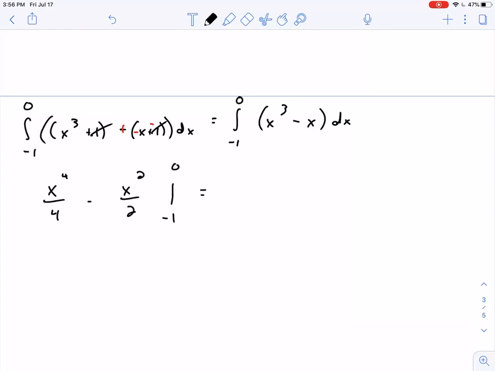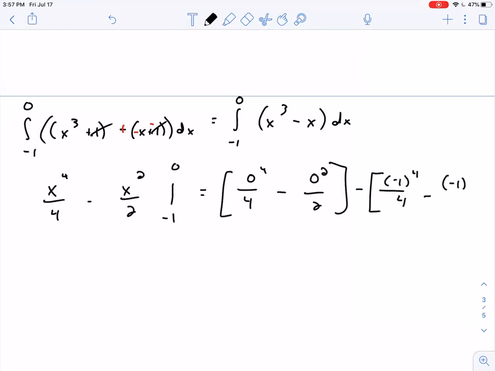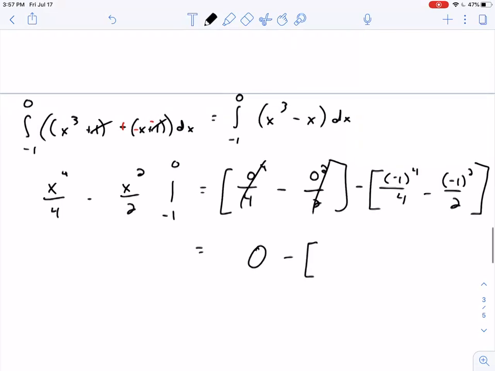So this will be, let's see, 0 to the 4th over 4 minus 0 squared over 2, minus (-1 to the 4th over 4 minus -1 squared over 2). So here 0 to the 4th over 4, that's just going to be 0, and 0 squared over 2, that's just 0. So I have 0 minus, let's see, -1 to the 4th, that'll be a positive 1 over 4, minus here, again, I'll have a positive 1 over 2 this time.